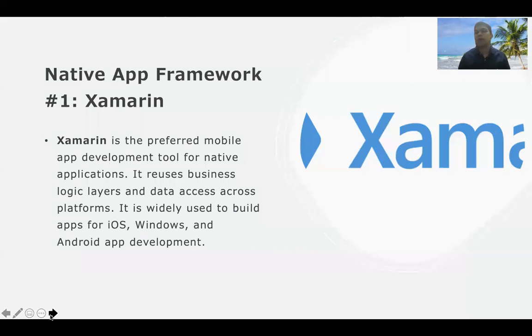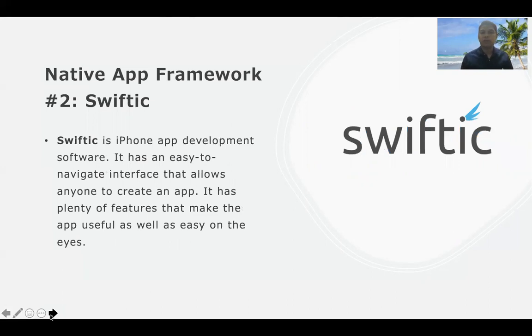This is an example of native application frameworks you can use. Xamarin. Xamarin is specific for native applications and is widely used to build applications for iOS, Windows, and Android development. The second one is Swift. Swift is preferred for iPhone application development. These are a few examples of frameworks we can use to develop applications for a specific platform in terms of native applications.